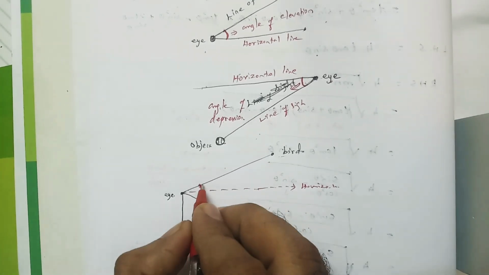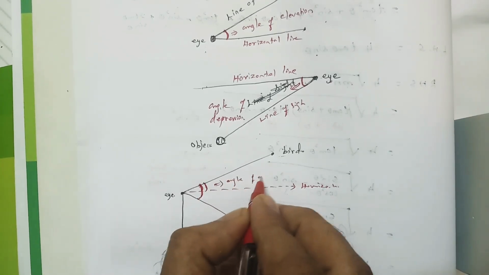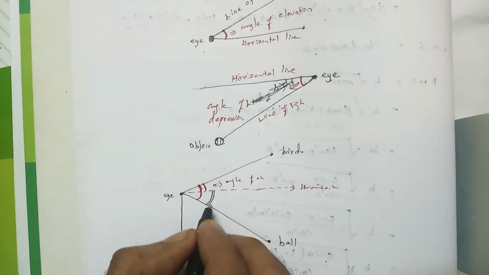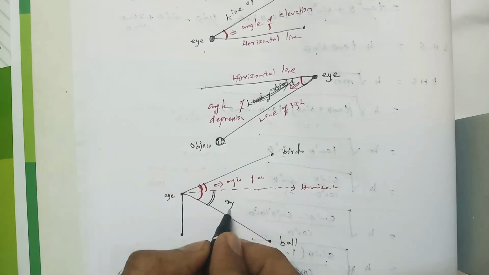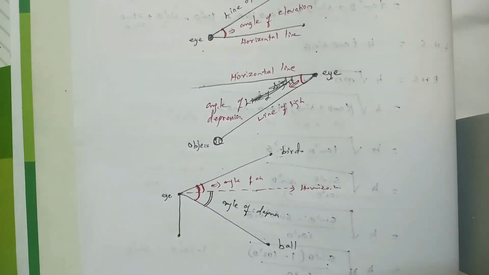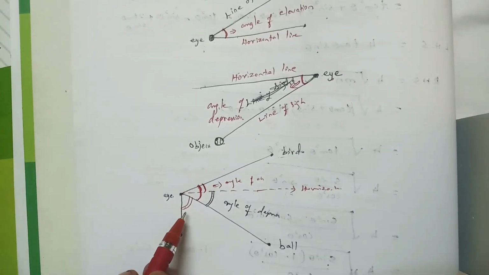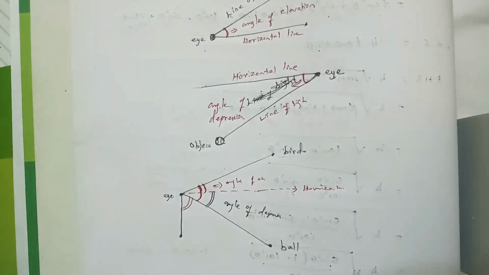So in between, this angle is called the angle of elevation, and this particular angle, from this horizontal line to this line of sight, is the angle of depression. So what is the name of this other angle? Is it the angle of elevation or the angle of depression? We can't say, because I always told you that this is very, very important.